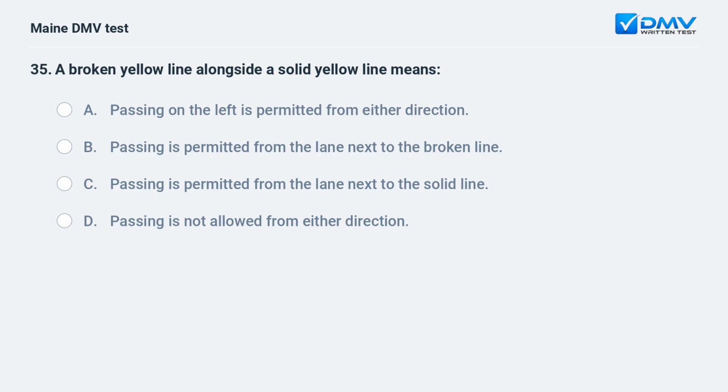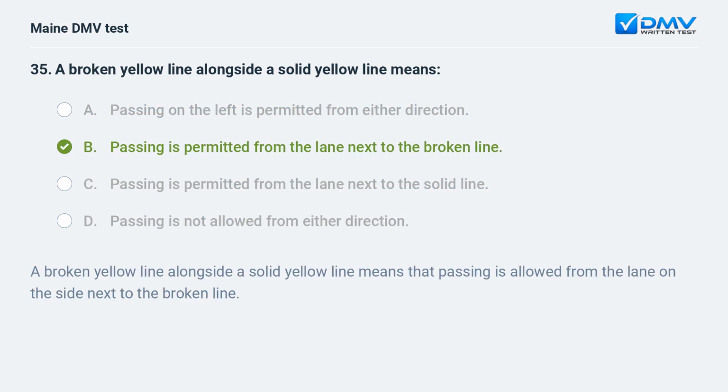A broken yellow line alongside a solid yellow line means: A. Passing on the left as permitted from either direction. B. Passing as permitted from the lane next to the broken line. C. Passing is permitted from the lane next to the solid line. D. Passing is not allowed from either direction.